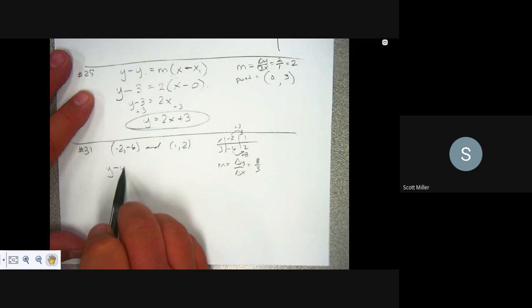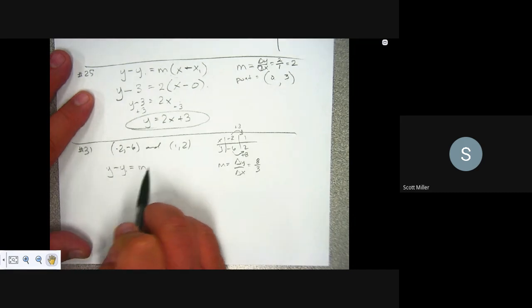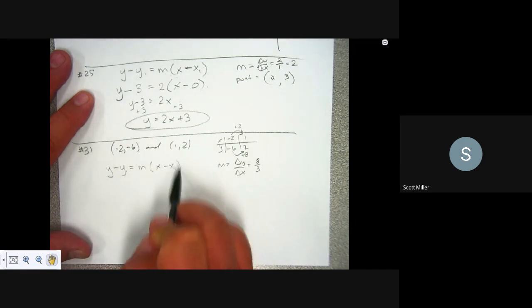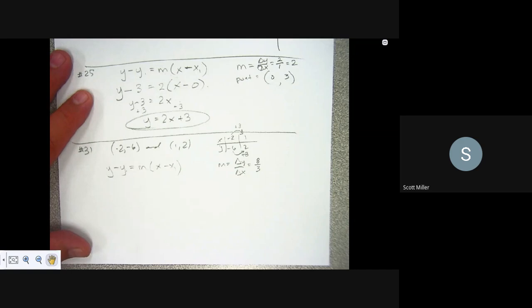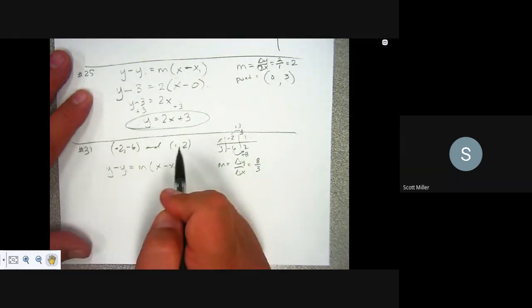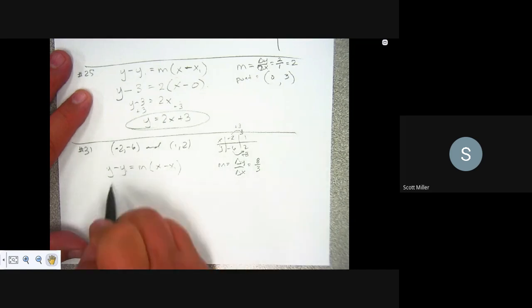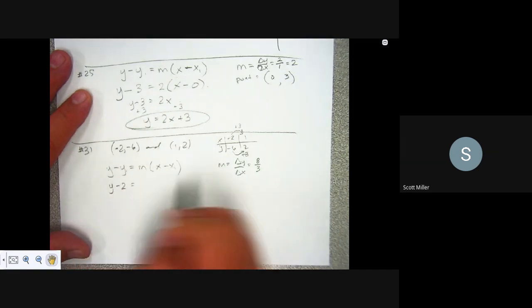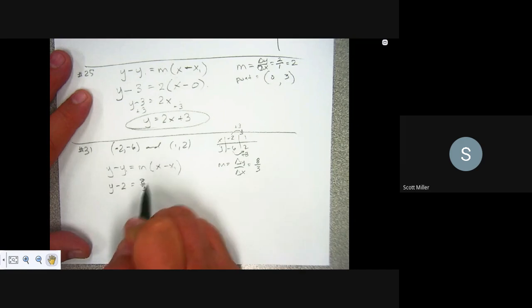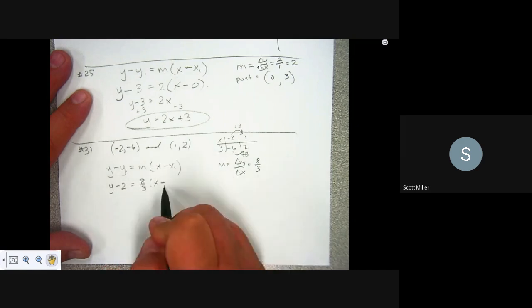Here's my point-slope formula. You should write it down every time you use it. It helps you remember it. And then you pick a point. You can pick the one with the 2 negatives in it, or you can pick the one with the 2 positives in it. I recommend that one. y minus 2, the slope is 8/3, x minus 1.